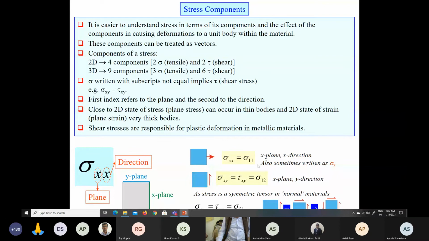Okay, so this is a typical example. You all are aware of it. This is the convention it follows. So we have the sigma xx or sigma xy. Each notation has its implication. Okay, the first index refers to the plane and the second to the direction.